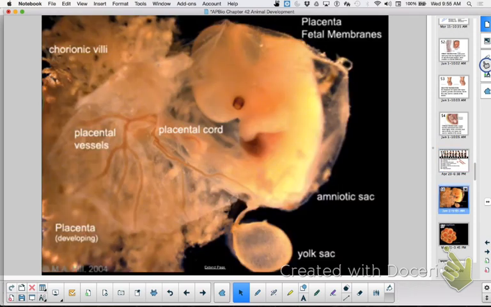As far as how it looks, this is an early embryo. These are the eyes that have already formed. This is the yolk sac that provides nutrients until it gets nutrients from the placenta.